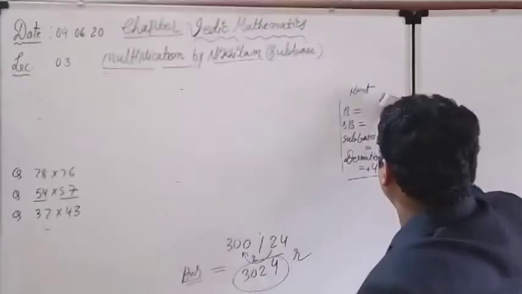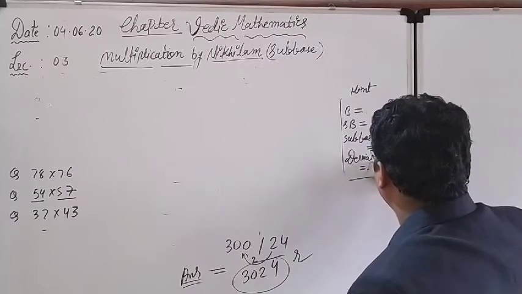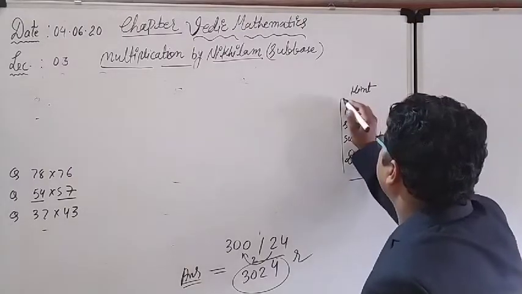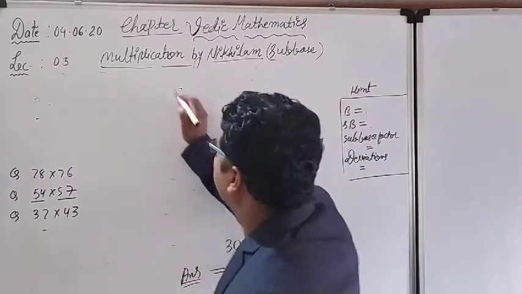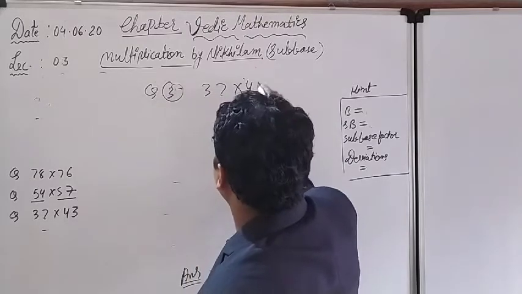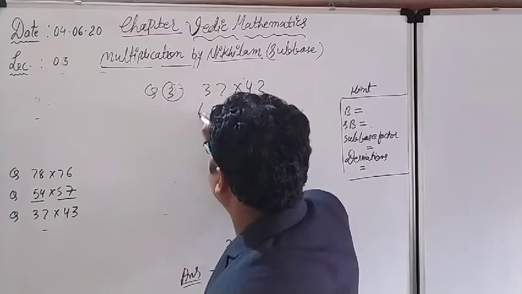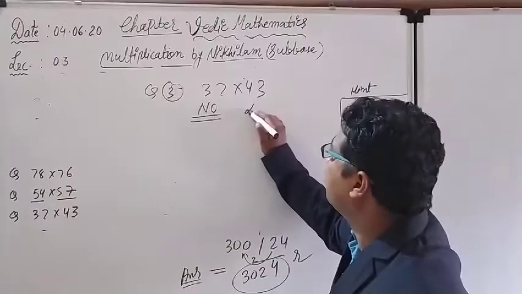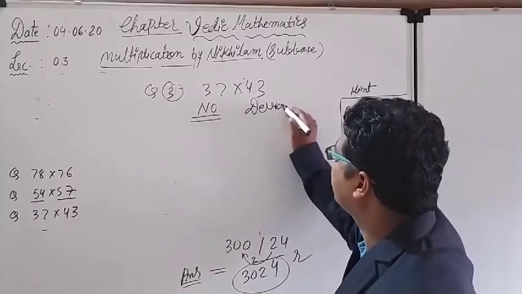these are the columns which I am not rubbing again because I have to write down this. Base, sub base factor, deviation, it is the same, hint, same. Question third is 37 into 43. We have to solve according to the Nikhilam Sutra of multiplication. So I am making the columns again, number and deviations.